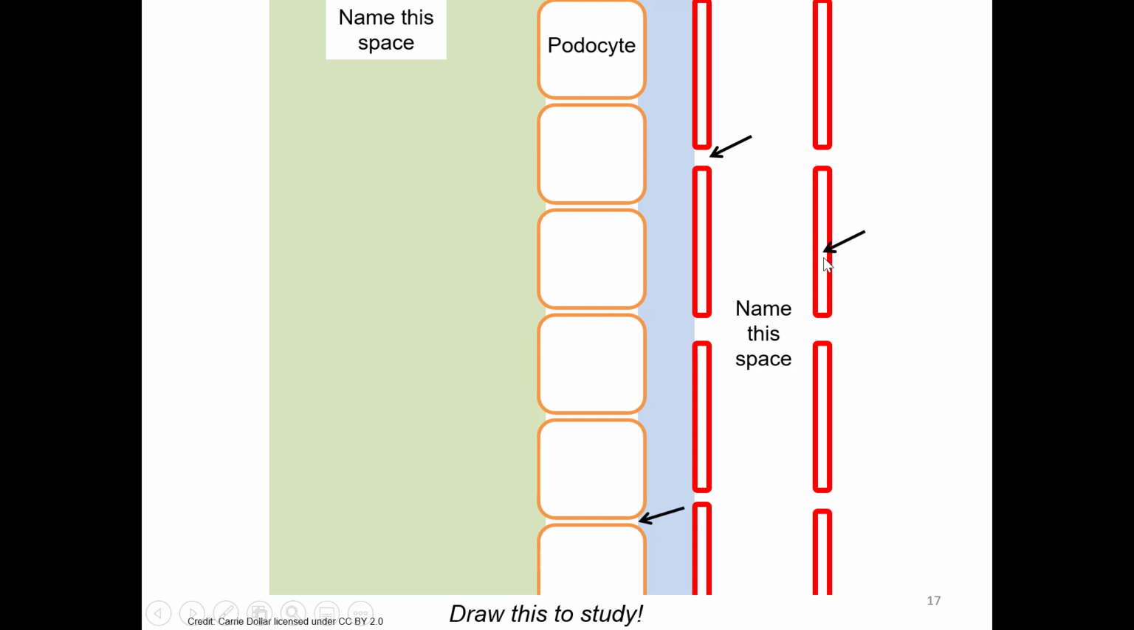The thing that's denoted by this arrow here would be the cell wall of the glomerular capillary, which is going to be composed of an endothelial cell. Last, we have the space shown in green. This will be the capsular space that will be collecting the filtrate.